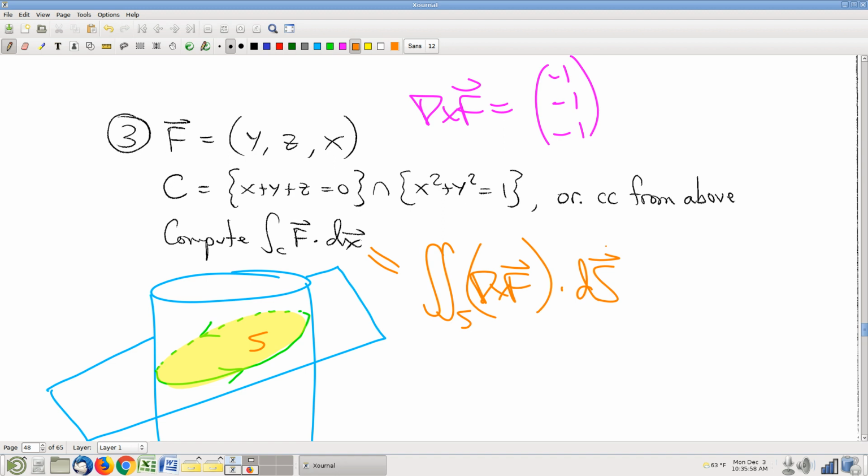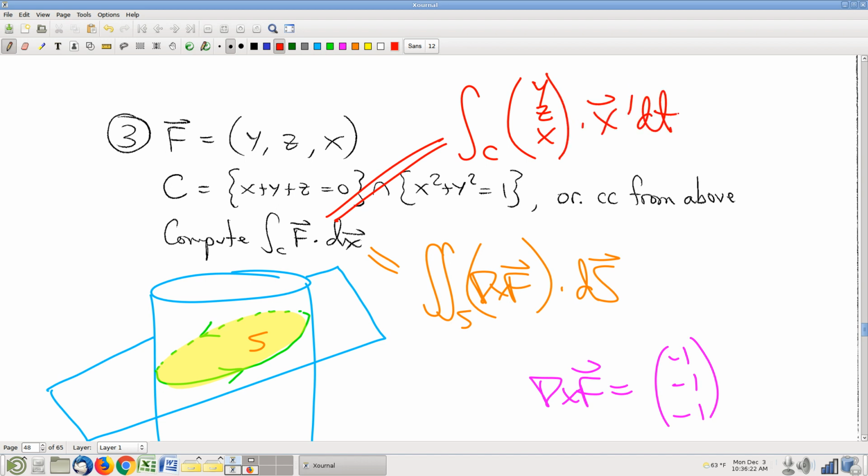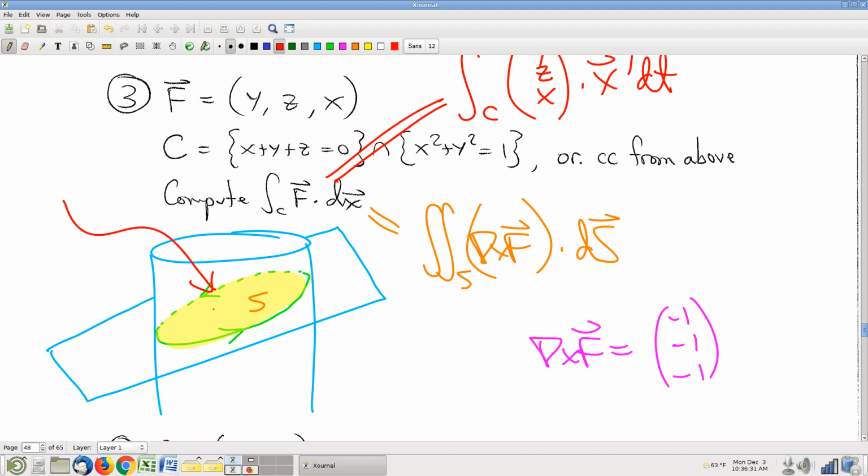Let me move this thing out of my way. Our alternative, the plug and chug method, would have had us computing the integral over this curve. We've got an easy vector field, y, z, x, dot x prime dt, and x is easy to parameterize. This curve, no big deal. We're looking at this cylinder, which means we're looking at points that are sitting over the unit circle, so the x and y coordinates are just going around in the usual circle, cosine t, sine t.